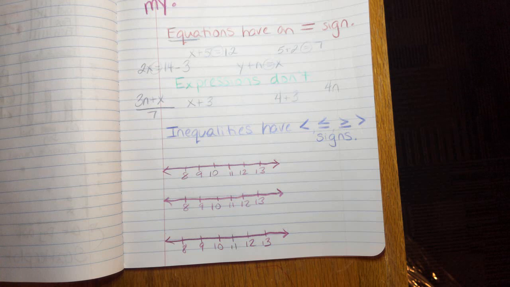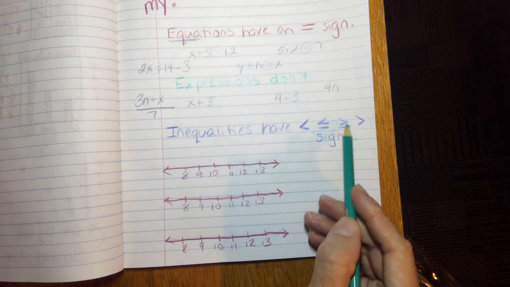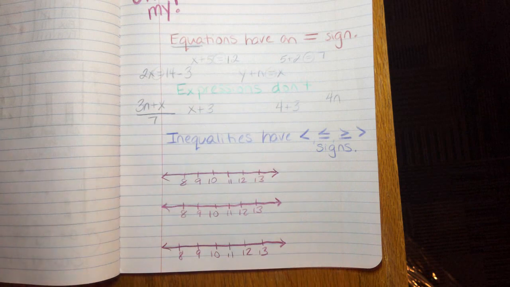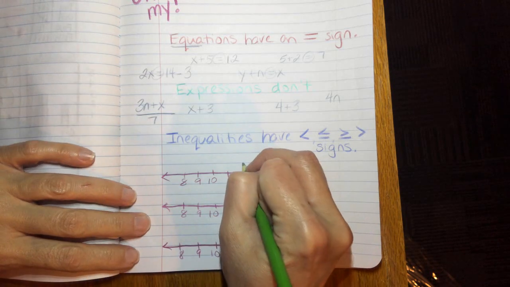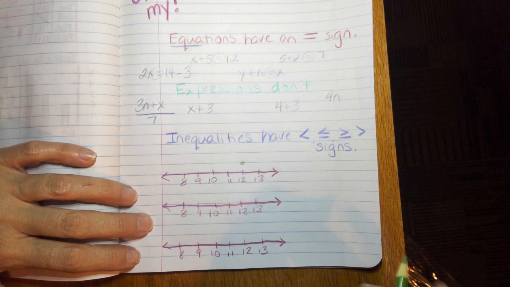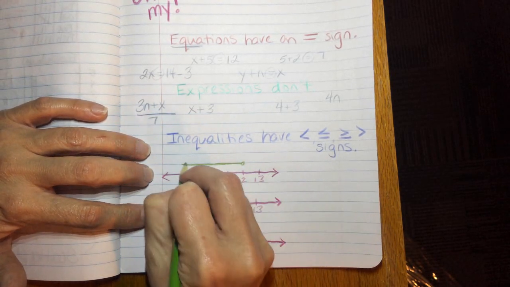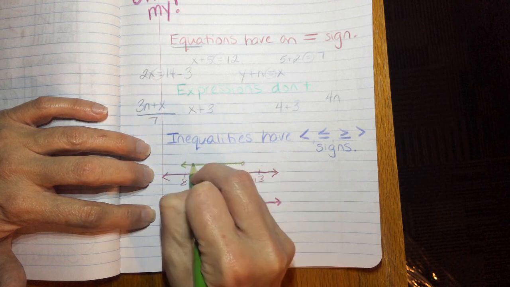So, with these, I want you to think about, like, if I'm buying a present for someone, okay? And I don't want to spend more than $12, okay? Well, I'll spend $12 if I have to, okay? So I'm willing to spend 12, or any amount lower than that, really, okay?